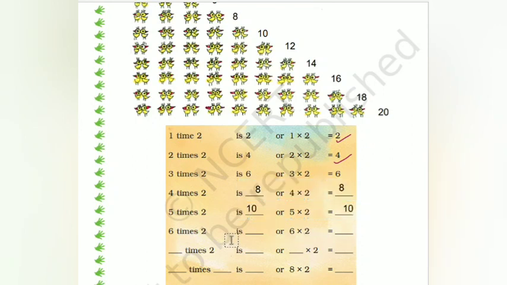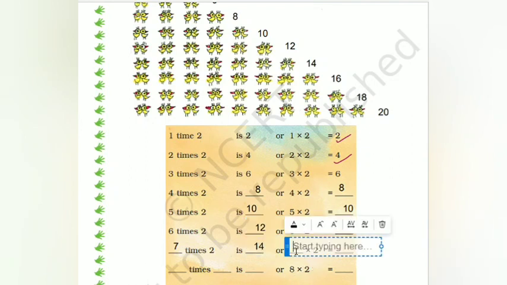In the sixth row, 2 birds are seen 6 times. So the answer is 12. In the seventh row, 7 times 2. That is, 2 birds are seen 7 times. So the answer is 14.